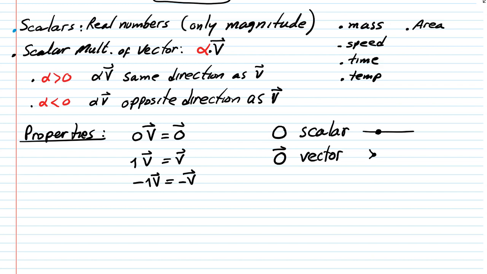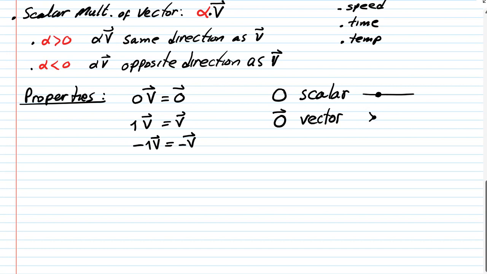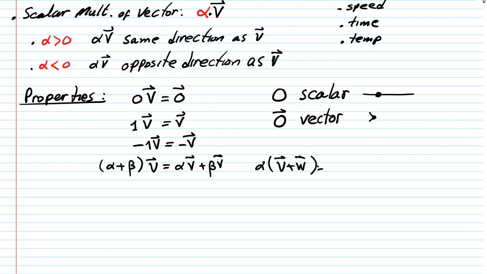That's why when we subtract, like W minus V, it's like W plus negative 1 times V. The other facts of scalar multiplication, for general scalars alpha and beta: alpha plus beta multiplied by V can be written as alpha V plus beta V. Alpha times the sum of two vectors: you multiply the scalar by each vector.